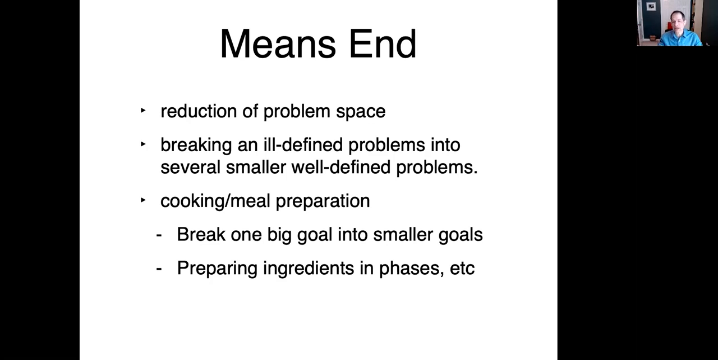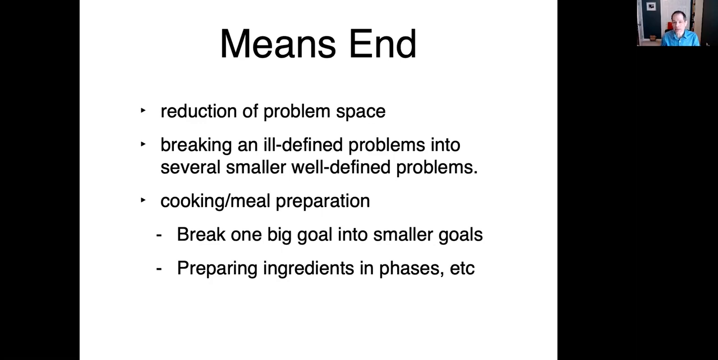So breaking an ill-defined problem up into several small, well-defined problems. Let's take an example of cooking a meal, right? So if you've ever had to cook a large holiday meal for some kind of family holiday, right? That often involves several days of planning. It involves a lot of different ingredients. Maybe it involves cooking things you don't cook on a regular basis. That's why it's a holiday meal, right? Something celebratory. Lots of different things, bigger portions and sizes of things than you're used to cooking because you've got guests coming over.